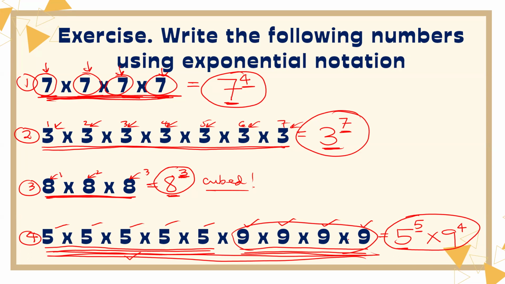Did you get that, students? So it's possible to have two bases in a particular exponential notation, but you have to remember that you only combine numbers with the same bases. Okay, is that clear? Very good.